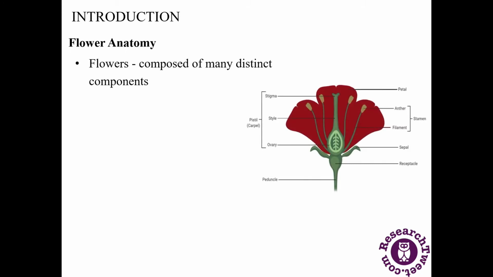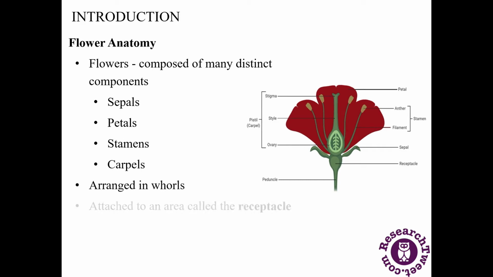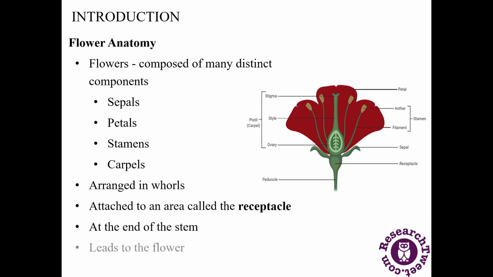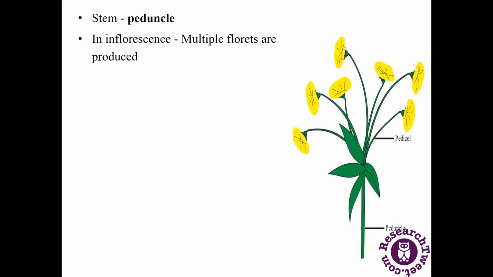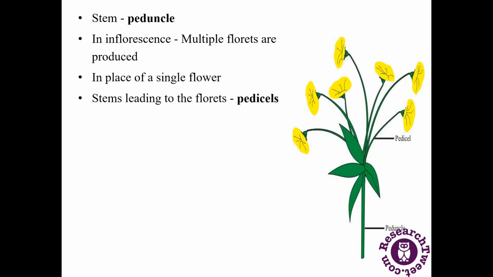Introduction. Flower anatomy. Flowers are composed of many distinct components: sepals, petals, stamens, carpels. These components are arranged in whorls and attached to an area called the receptacle at the end of the stem that leads to the flower. This stem is called the peduncle. In case of an inflorescence where multiple florets are produced in place of a single flower, the stems leading to the florets are called pedicels.